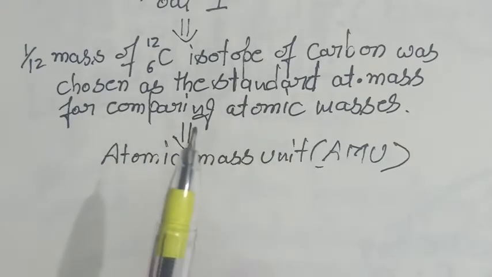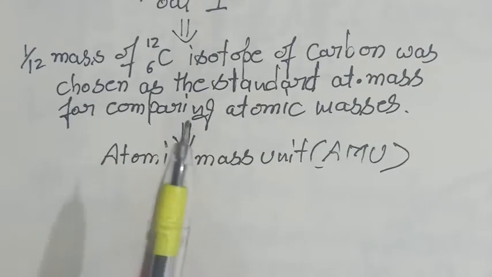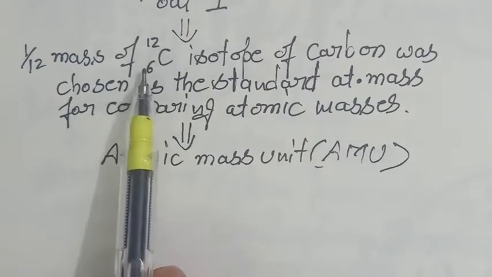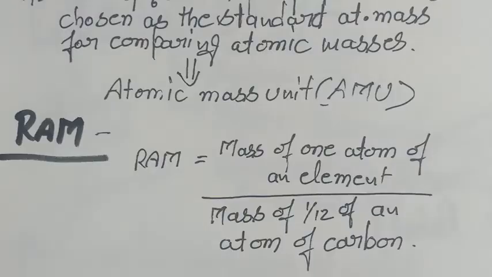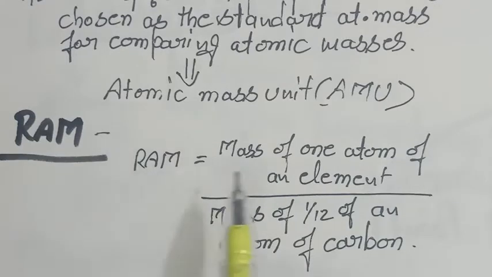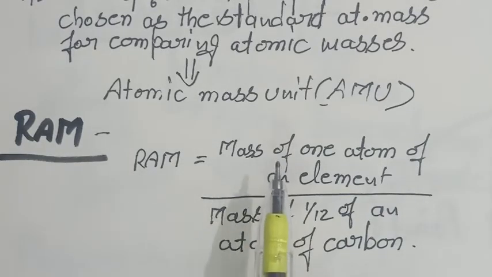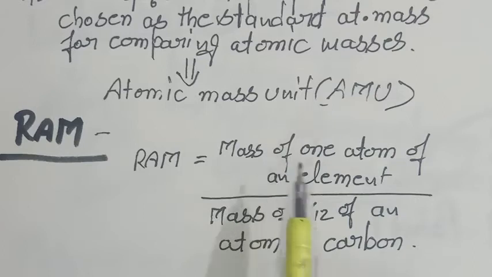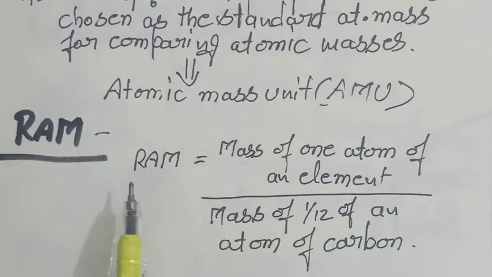Now I am going to explain relative atomic mass on the basis of this definition. So student, what is RAM? RAM is relative atomic mass. The definition is: it is a number that represents how many times one atom of an element is heavier than 1/12th of the mass of an atom of carbon. So this one is RAM.